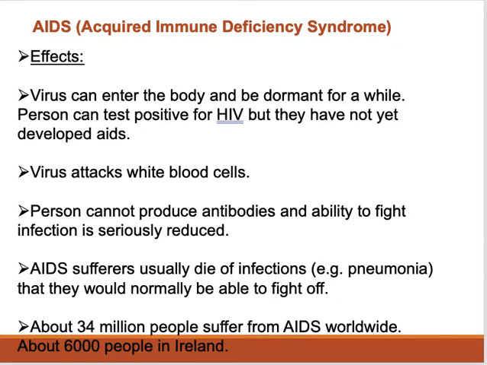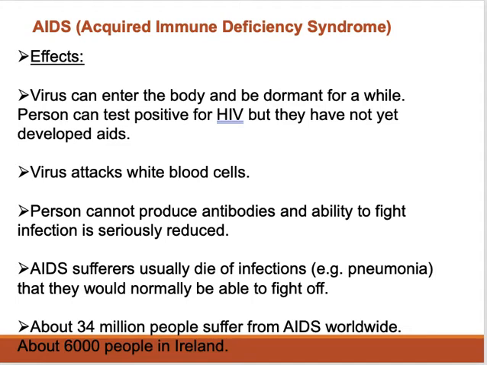Okay, the effects then of our acquired immune deficiency syndrome, AIDS, the disease that you get after HIV enters your body. So first of all, when the HIV enters the body, it can stay dormant for a while. At that time, if you had a blood test, you would test positive for HIV, but you've not developed the disease yet, AIDS. The virus then starts to attack the white blood cells, and that means that the person can't produce antibodies and they can't fight off infections. So AIDS sufferers usually die from an opportunistic infection, just a normal infection that they would usually be able to fight off no problem, but because of their decreased immunity, they can't fight it off.